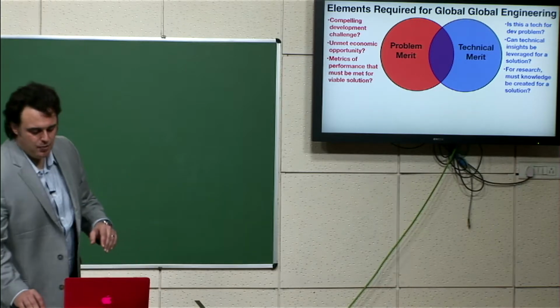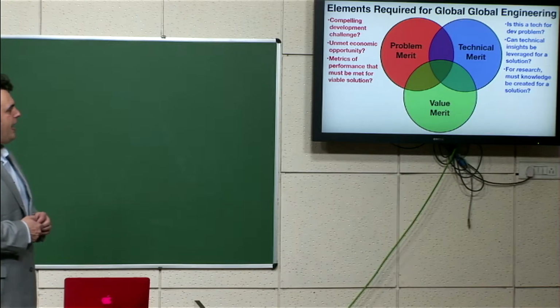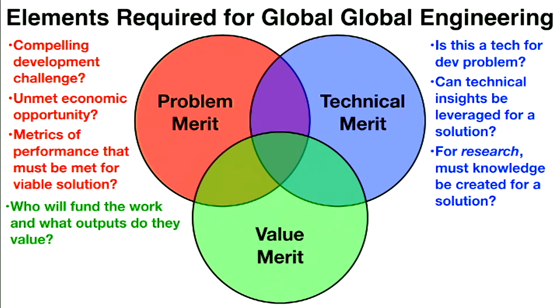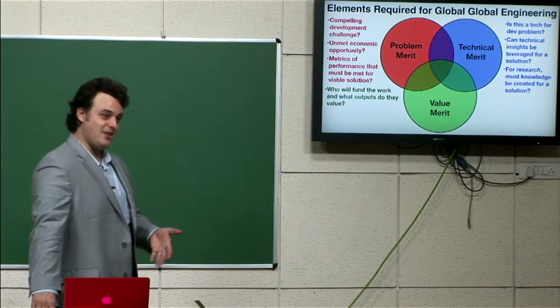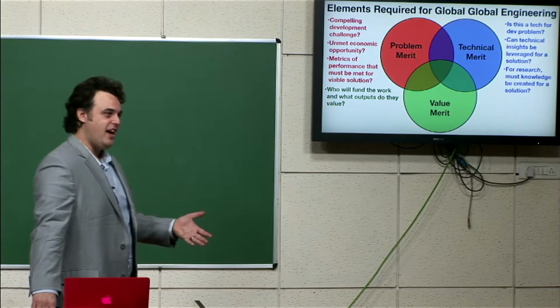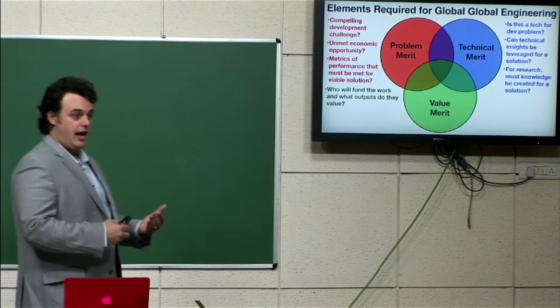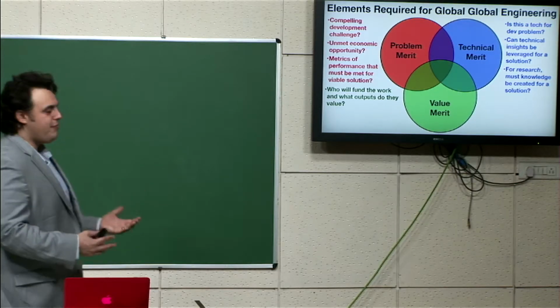And then the final part of this Venn diagram is value merit. And so what I want you to think about when it comes to this is who's going to fund your work and what do they care about? I often care about science. I'm often funded by people who couldn't care less about the science, but want the technology we're creating from the science. And so you have to tailor your work and your pitch, how you're explaining the motivation for your work, depending on who's going to fund it.